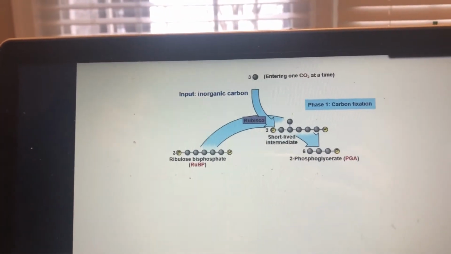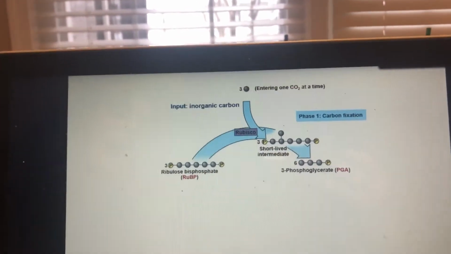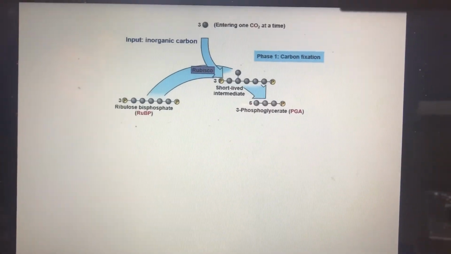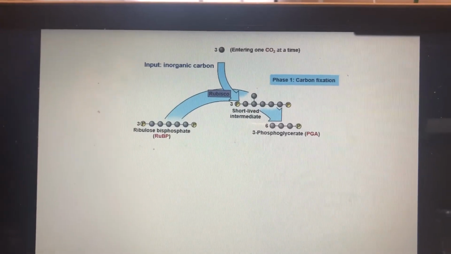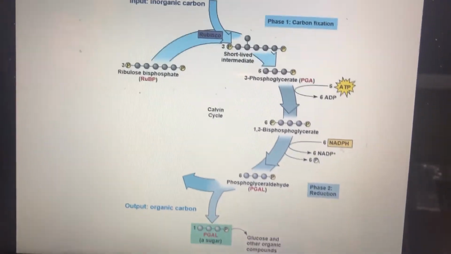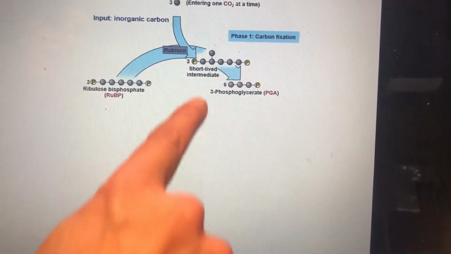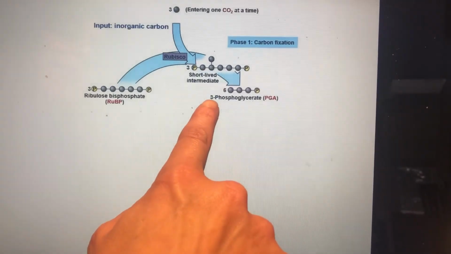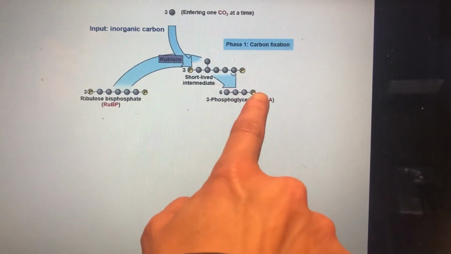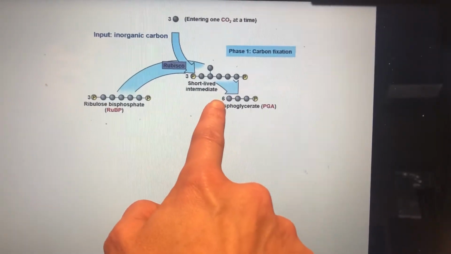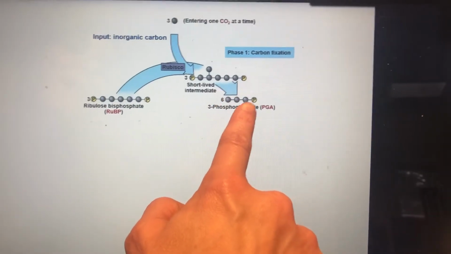But 3 6 carbon molecules break in half into 6 3 carbon molecules of PGA, which stands for phosphoglyceric acid, or phosphoglycerate. And the 3 here tells you not how many molecules you have, but that the phosphate group is on the 3rd carbon in the chain. But this number here tells you we have 6 of those 3 carbon molecules.